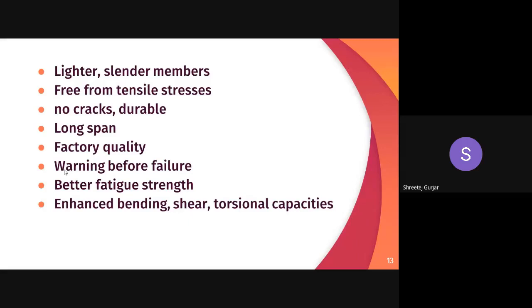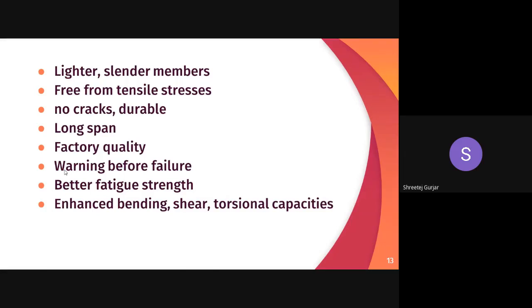So what will happen when you compress it? It will start to hog or sag. So you compress it in such a way that it will start to hog. So when you now tell a friend to press it using a pencil, it will be very difficult for him. So it will have better shear force handling, better strength, and better torsional capacities also.